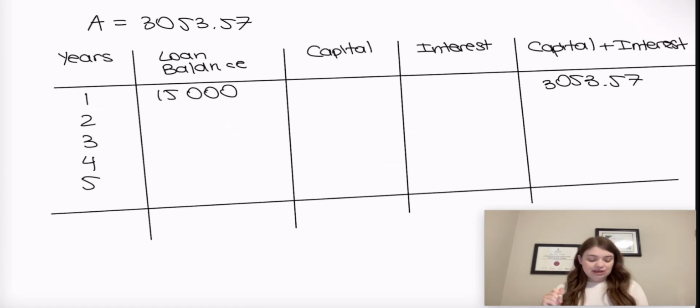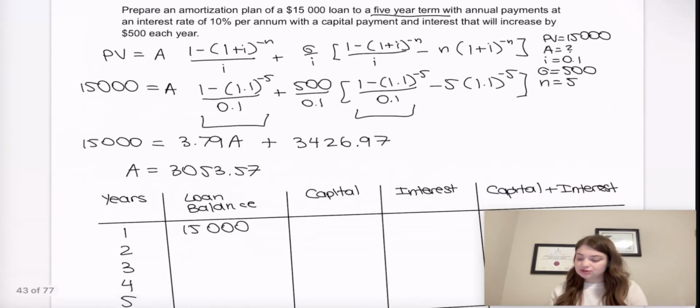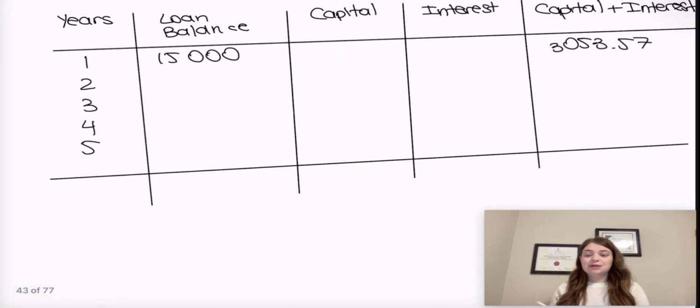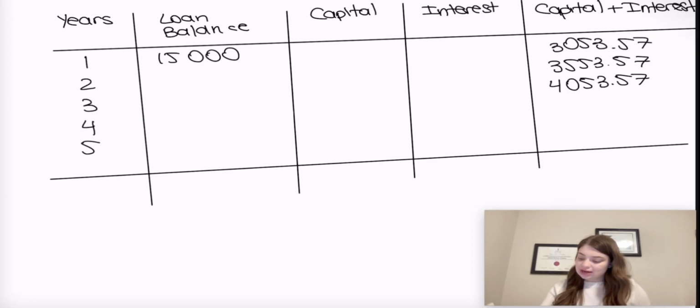Okay, so next what we need to do is recognize that it said that the gradient is $500. So that means that the overall payment is raised by $500 every year. So the capital plus interest, which is our full payment, needs to be raised by $500 each year. So in other words, in the second year, we're going to pay $3,553.57. Then in year 3, we're going to pay $4,053.57. So yet again, another 500. Then for year 4, another 500.